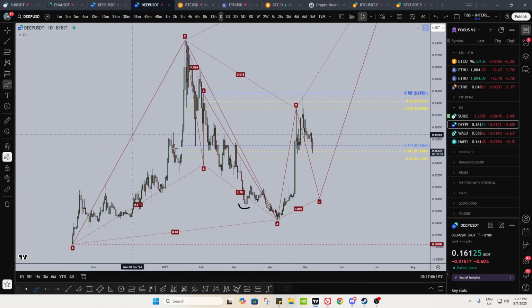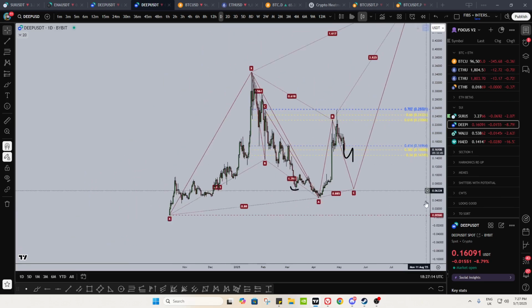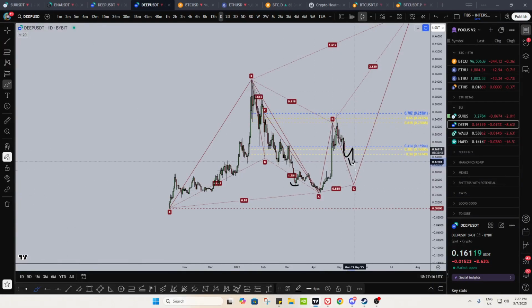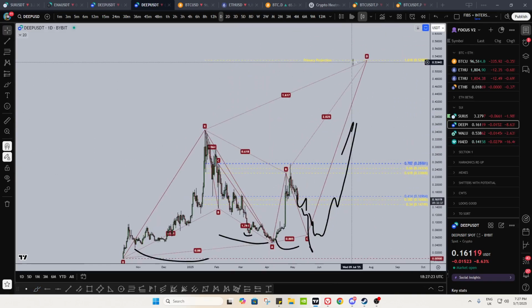But if we do lose this, hopefully we get between a 786 and an 886. If we get that, then it'd be a nice type 2 return on the original structure, and that type 2 return could then give us, for example, a crab. This crab 1.618 lines up with your primary projection of your deep Gartley. That's the primary projection of this harmonic here. So that'd be a very confluential trade to take.